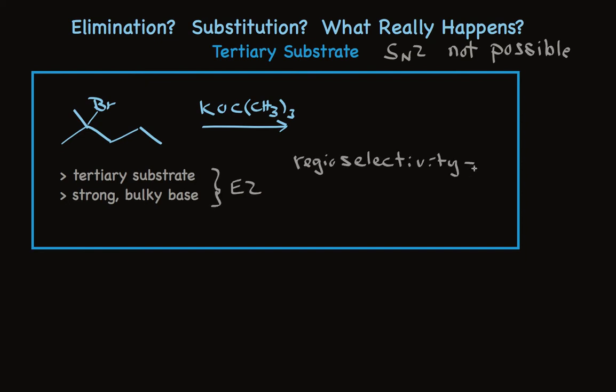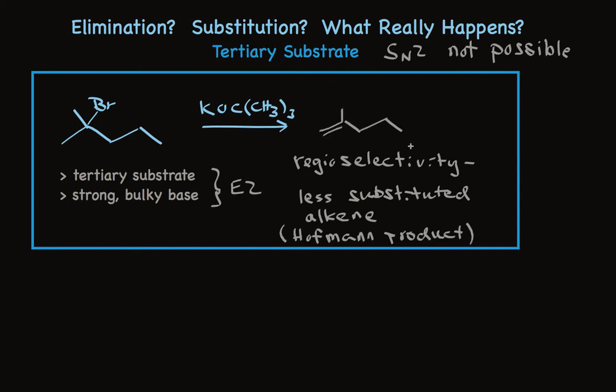Using the bulky base, regioselectivity preferentially removes the less sterically hindered proton. We make the less substituted alkene. This is often known as a Hofmann product.